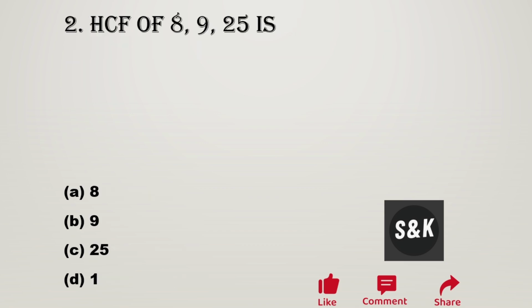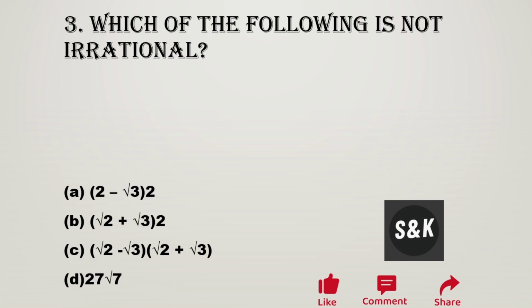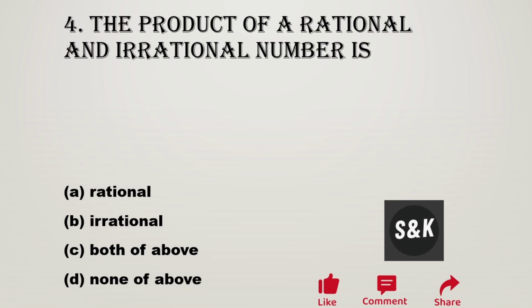Question second is HCF of 8, 9, 25 is 1 because the numbers 8, 9 and 25 do not have any common factor. Question 3. Which of the following is not irrational? So the correct option is option C. The product of rational and irrational number is always irrational.